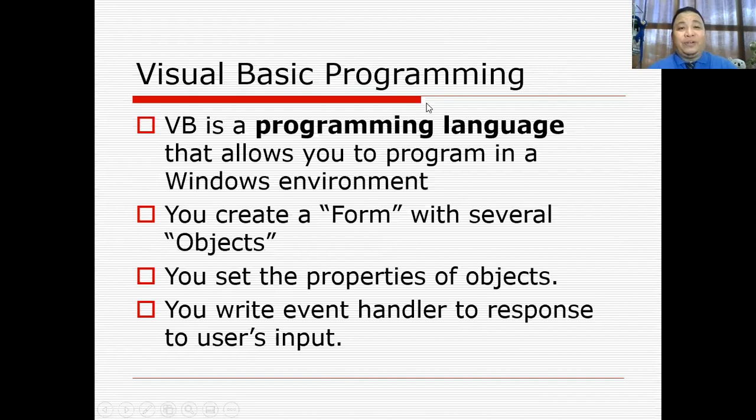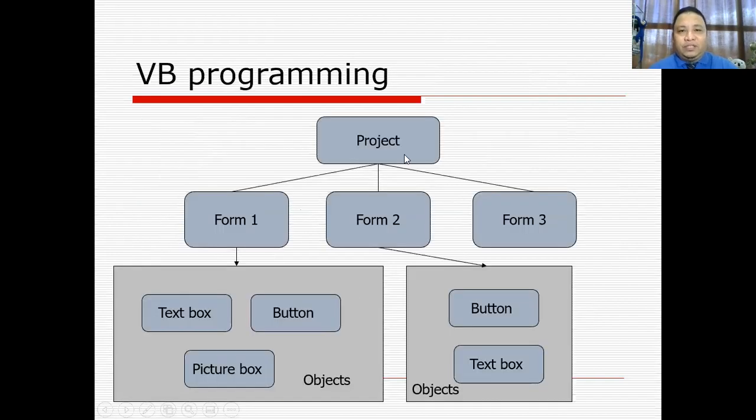So Visual Basic programming is a language that allows you to program in a Windows environment. You actually create a form with several objects, set the properties of objects, and write event handlers to respond to users' input. This is your project. Then you can create forms: Form 1, Form 2, and Form 3. Form 1 could be a text box, button, and picture box. Form 2 is a button and text box, and Form 3 could be the same as Form 2 or a little different.